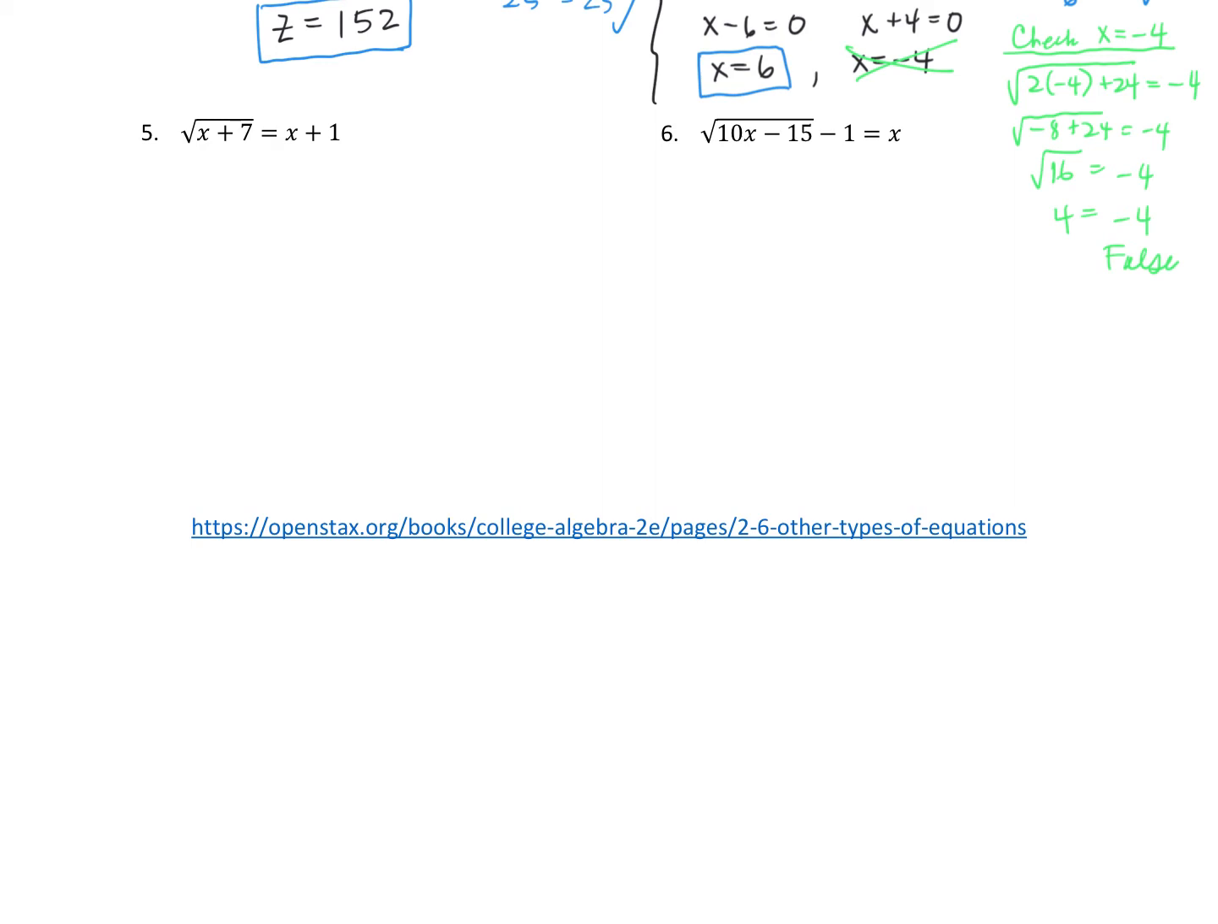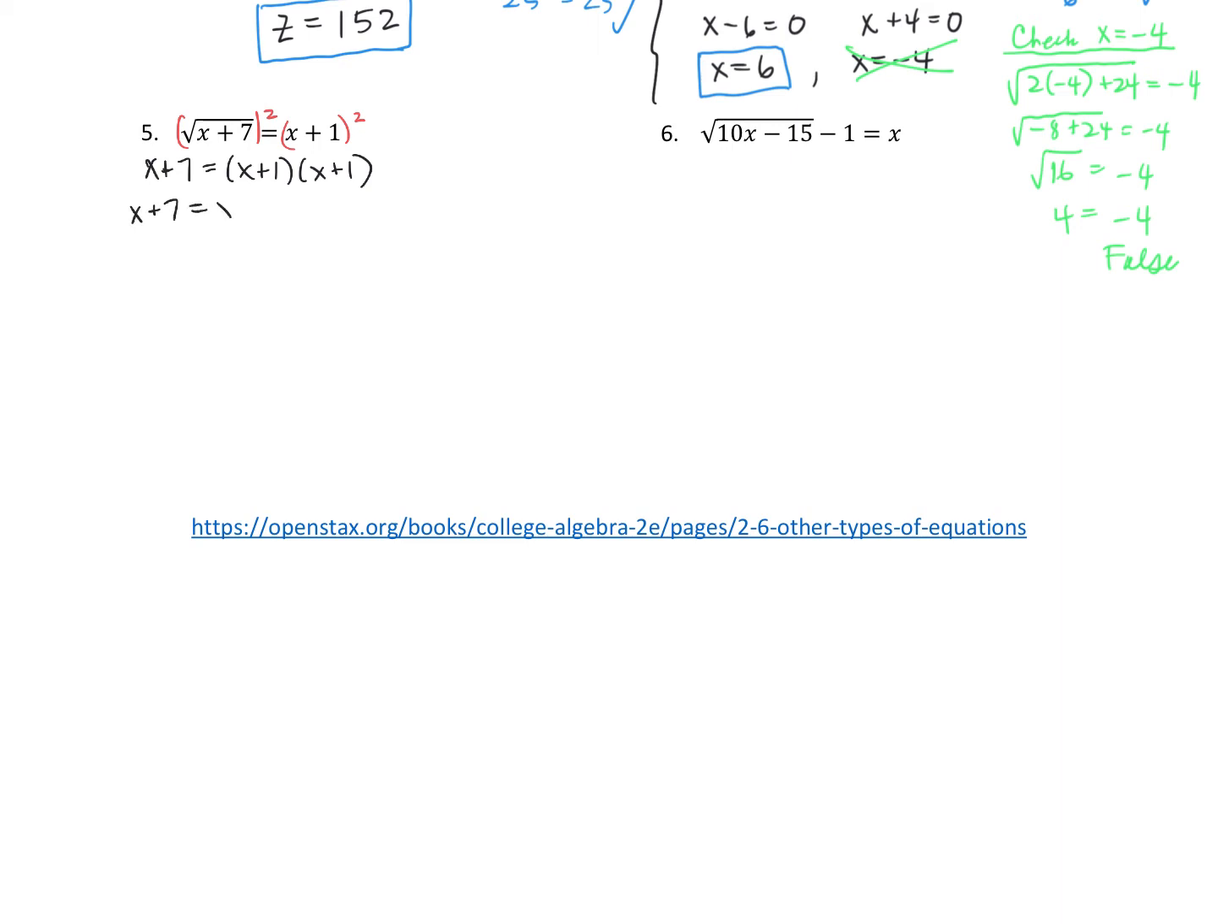So number 5, we're going to do the same steps. First, we want to check to see if the square root is by itself. It is. So at this point, I can square both sides of the equation. On the left, I get x plus 7. And on the right, I have to actually write that x plus 1 down twice and distribute. Don't make the mistake of just saying x squared plus 1, because you will be missing the middle pieces.